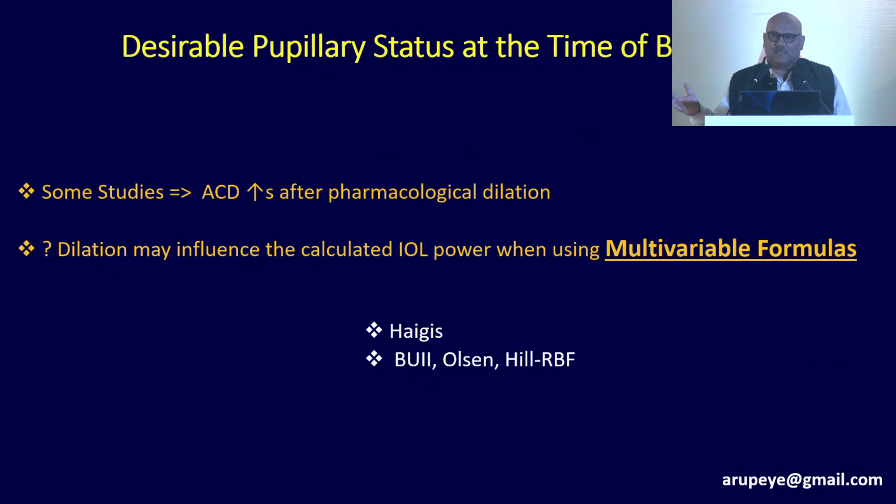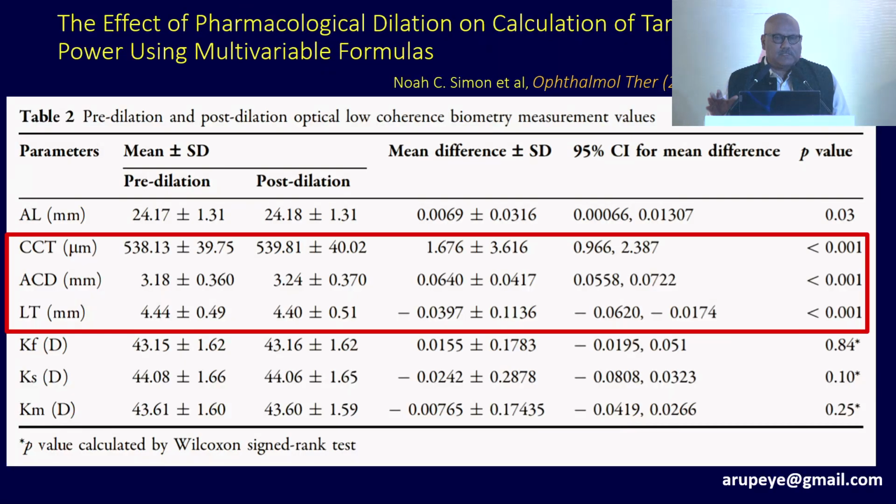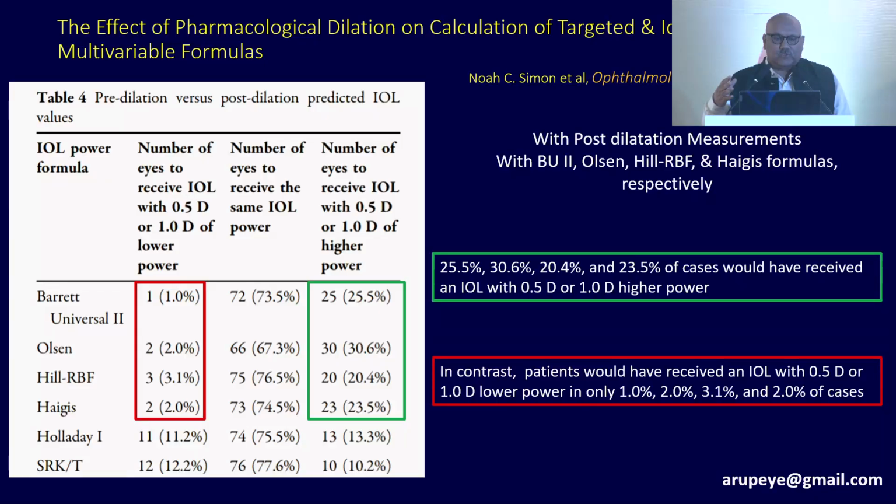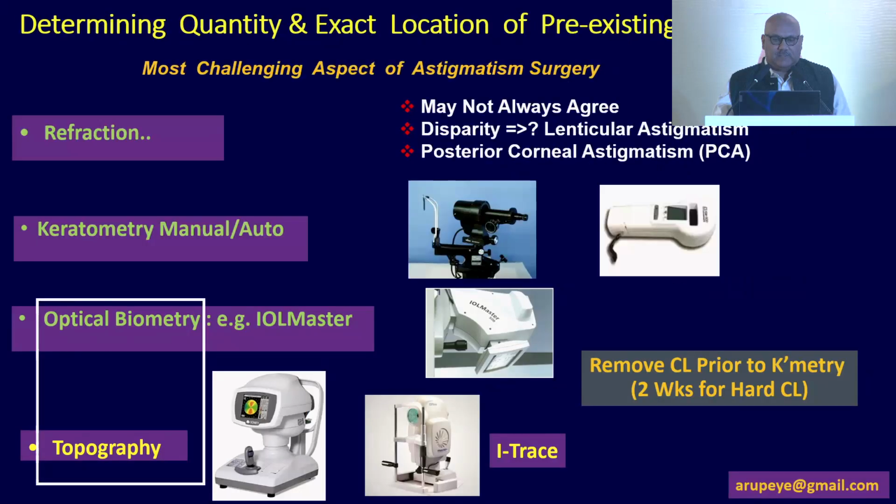But then there is another side to this story. Once you dilate the pupil, there are changes in the biometric parameters. And these biometric parameters which you obtain after dilatation may alter the IOL power calculation. In fact, in about 20% of the patients, it could result in a myopic error of 0.5 to 1 diopter. So this is something which is discussed with the patient before the biometry is done, before the surgery is done, and then the patient is taken up.